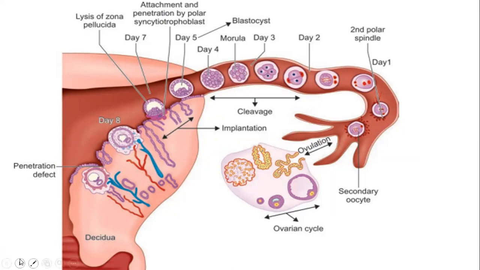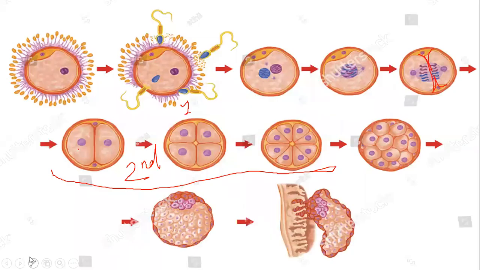Now moving forward, we'll see the 16 cell stage. When it comes to the 16 cell stage, it looks like a mulberry, so we call it the morula. The early morula stage is around the third day.